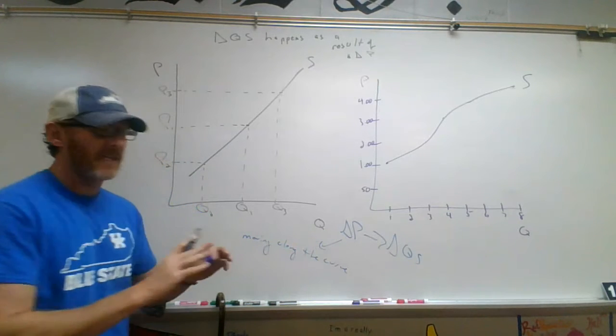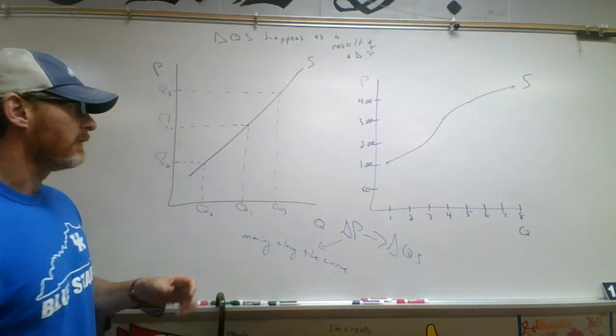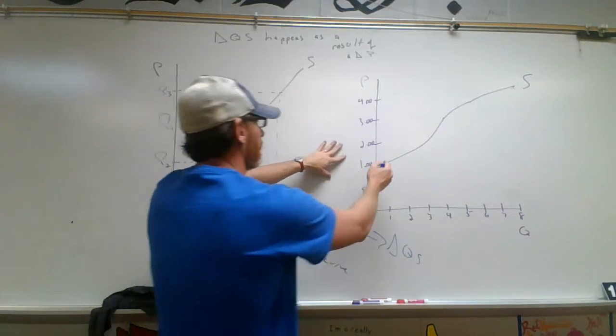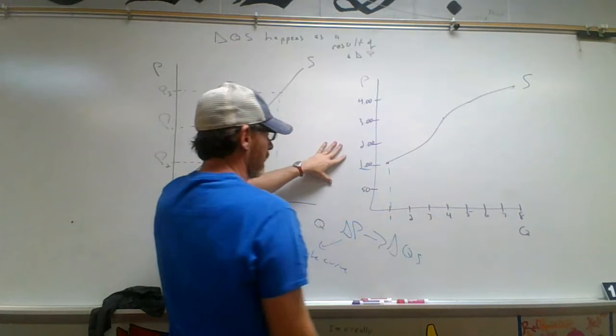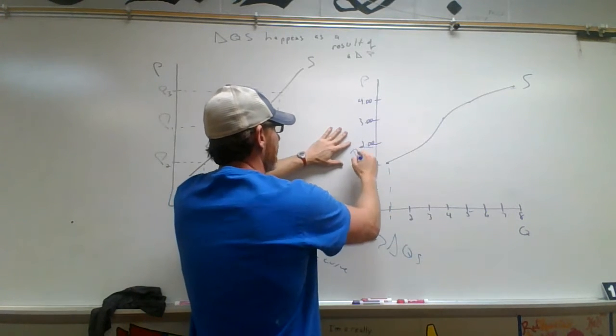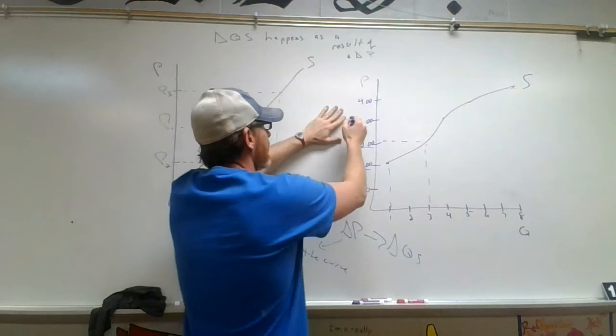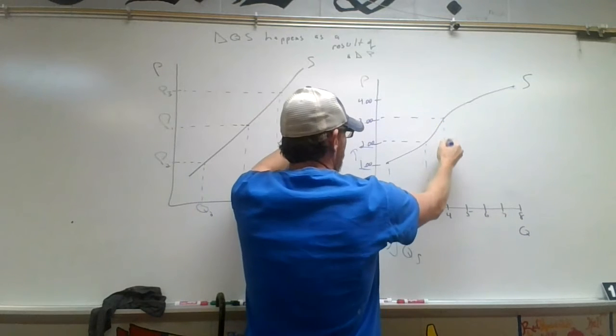So again, let's look at it. You can see here the same thing happens. If we start off at $1, we're having one sandwich. But if we move to $2, we increase the price, now they're going to want to supply 3. If they move to $3, now they're going to want to supply 4. If they move to $4, now they're going to want to supply 8. So you can see we're moving along the curve.